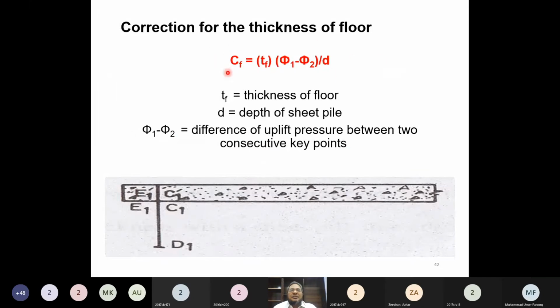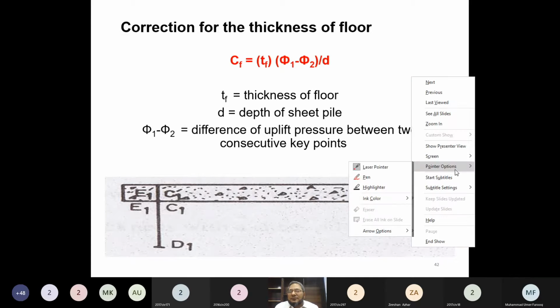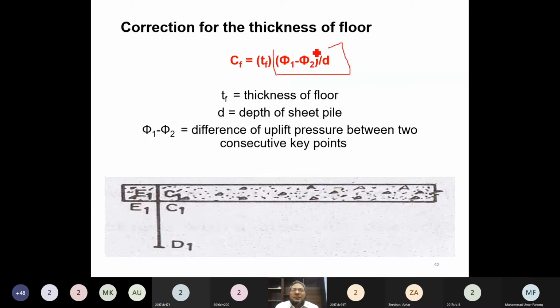If you see this equation to compute the correction for the thickness of the floor, this is equal to TF, which is the thickness of the floor, which is this one. Sometimes we also say small d to it. Phi 1 minus phi 2 over d. So what is the d? d is the depth of the sheet pile. जो यहाँ पे sheet pile की depth है. By the way, what is this part of the equation? What is phi 1 minus phi 2? This is the difference of uplift pressure between two consecutive key points. कोई भी दो key point है, this and that. तो अगर यहाँ और यहाँ पे हमें पता है, divided by d, which is the length of the sheet pile, तो what we are getting this? ये क्या चीज़ आ गई?